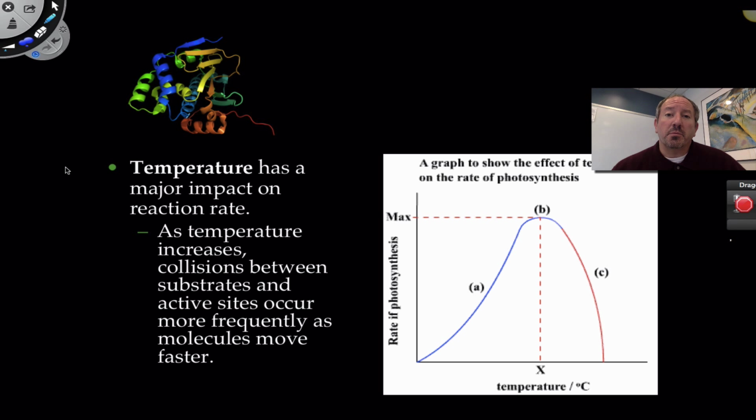So one of the environmental influences, of course, that would affect the rate of a reaction is temperature. We know this because, let's look at this graph, for example, like the rate of photosynthesis, but it could be the rate of any chemical reaction.